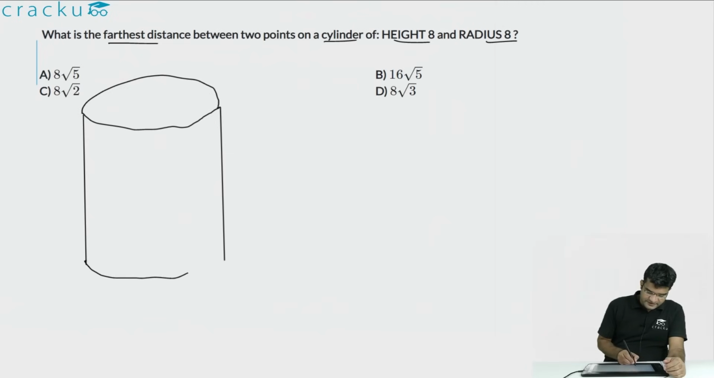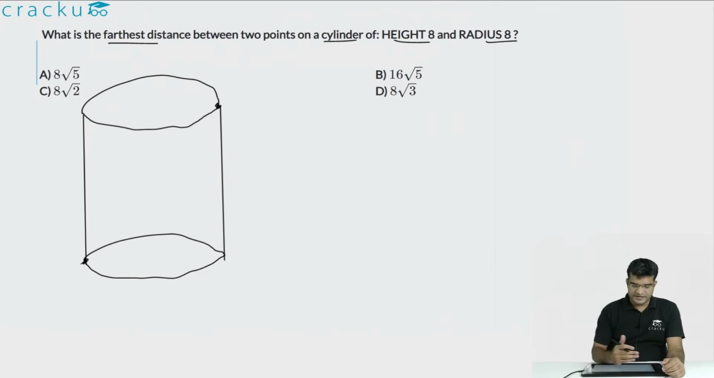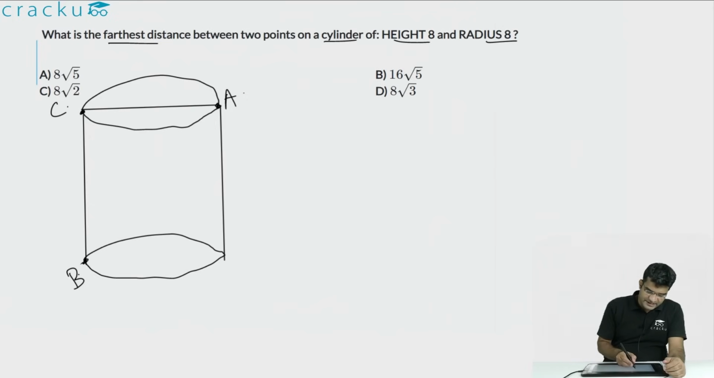We are required to calculate the farthest distance. So one point will be at the bottom and one point will be at the diametrically opposite end but at the top. So we are required to calculate the distance between these 2 points A, B. Let us assume that the diametrically opposite point of A but at the top is C. So the distance between A and C will equal the diameter of the cylinder. The radius is given to be 8. So what is the diameter? That will equal 16, and the height is BC, which is given as 8.